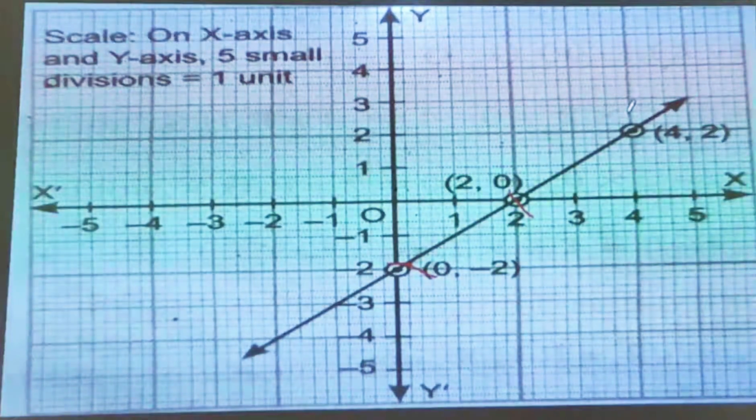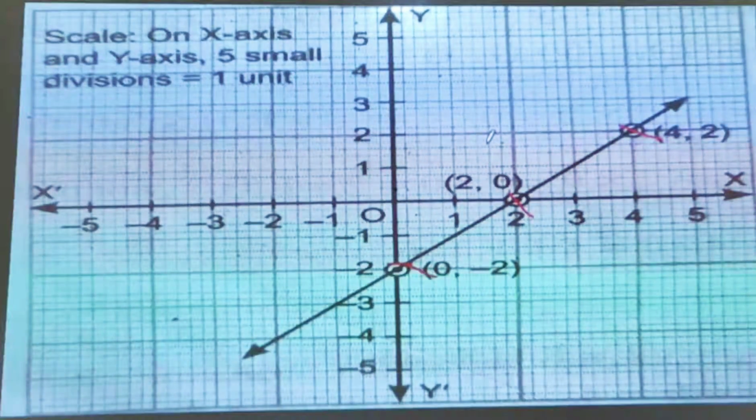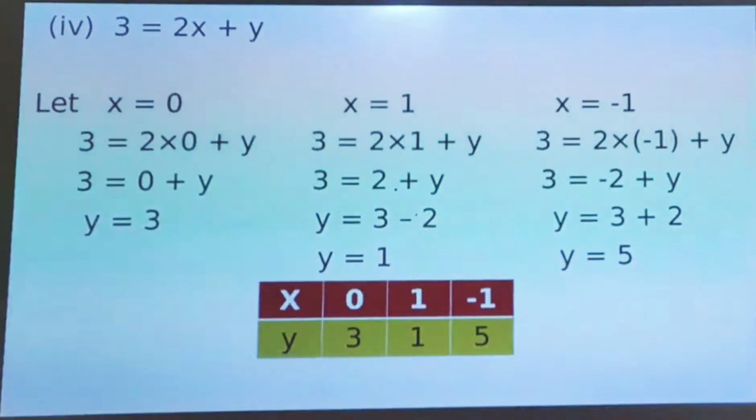As both are positive, we get the first quadrant. Here is that point (4, 2). After plotting the points, we join all the points and we can see that again we get a straight line. Next question, that is question number 4.